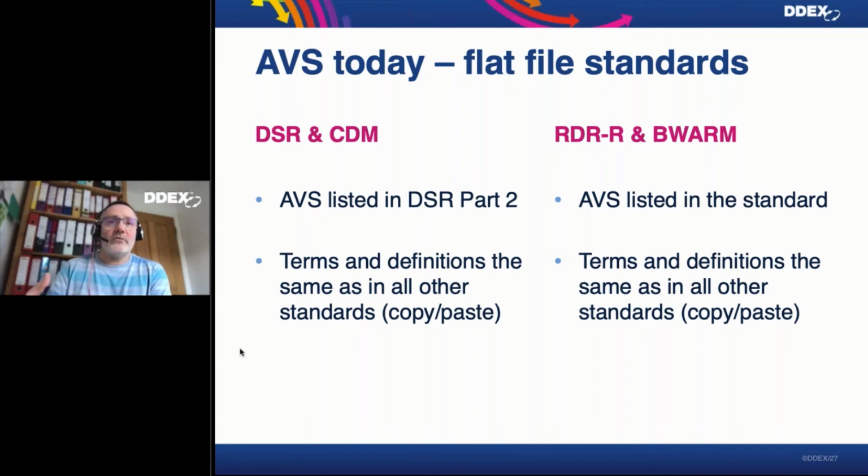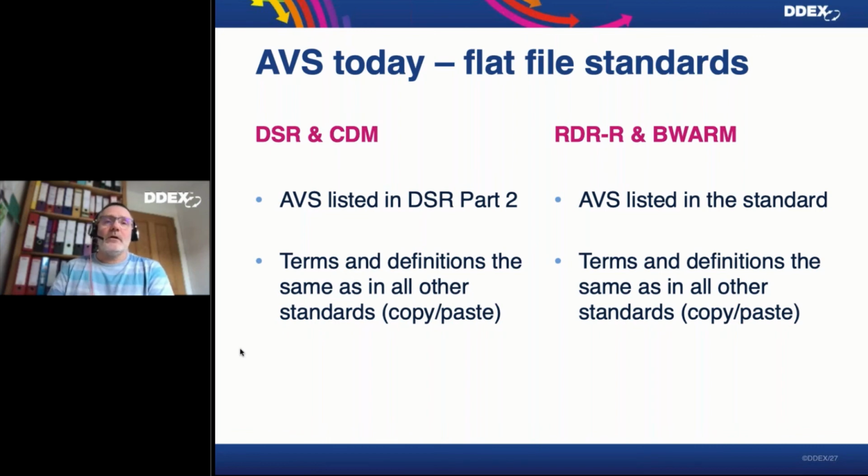They all make extensive use of allowed values. Actually, it's the same allowed values that we've talked about earlier. So the use type that is used in the ERN standard, the XML standard, is used in the DSR standard, in CDM, in Radar. I don't think it's used in BWARM because it just doesn't need it, but there are other allowed values used in BWARM that are used across the XML standards.